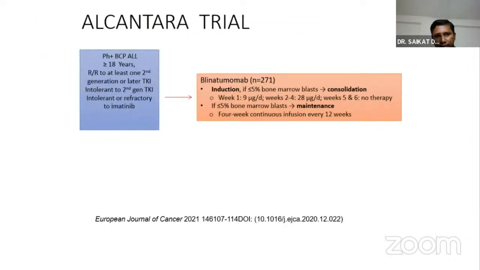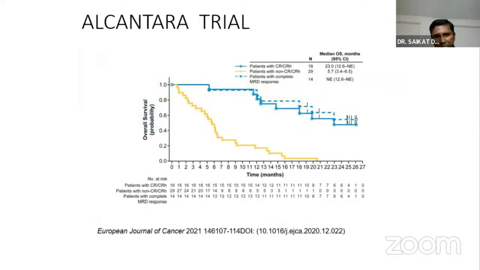The Alcantara trial showed that in Ph positive B cell ALL, we can use blinatumomab successfully. The dose is the same as in Ph negative B cell ALL: in the first week 9 microgram per day, and in the second to fourth week 28 microgram per day. In the 5th and 6th week we don't give any therapy. If the blast is less than 5%, they can get maintenance therapy for another 12 cycles. In the Alcantara trial, the median overall survival is around 23 months.